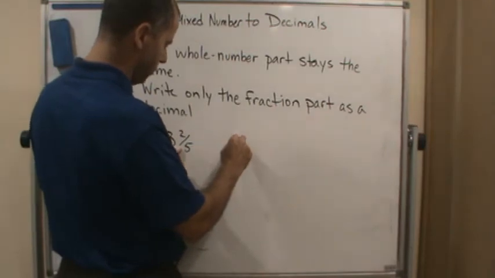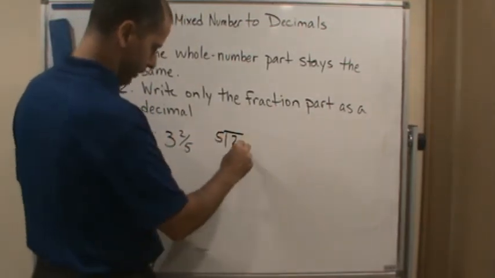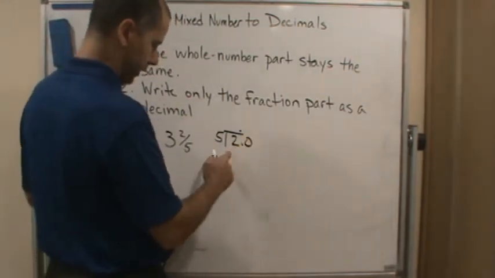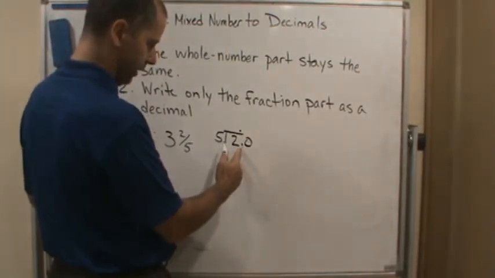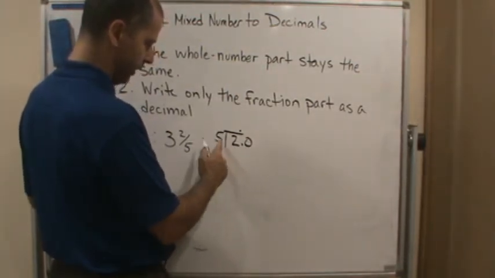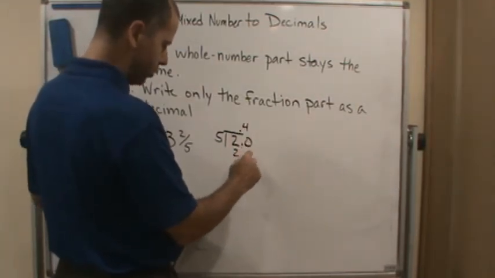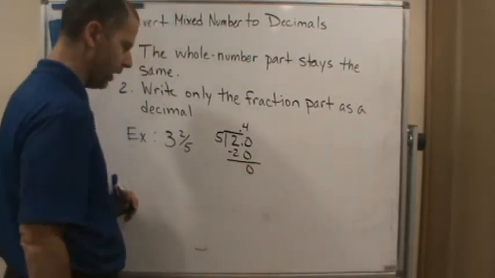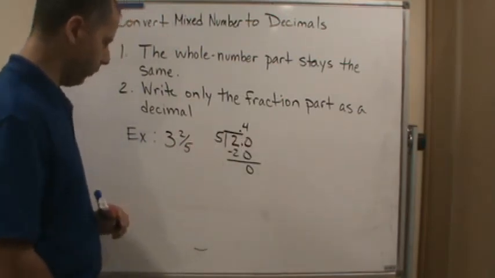So we go 2 divided by 5. We put our decimal point, raise it up, and put a 0 because 5 doesn't go into 2. Then, ignoring the decimal point, we look at this as 20. So 5 goes into 20 four times. 5 times 4 is 20, and we subtract and get 0, and we're done. So 2/5 is equal to 0.4.